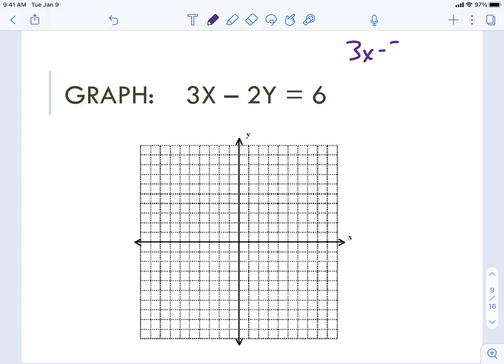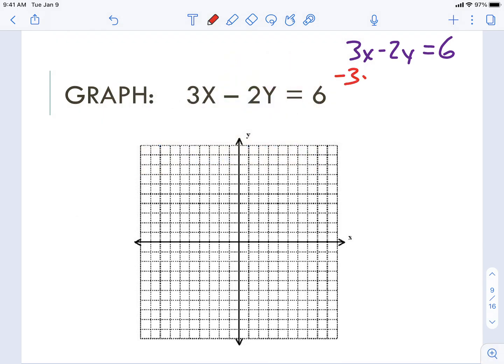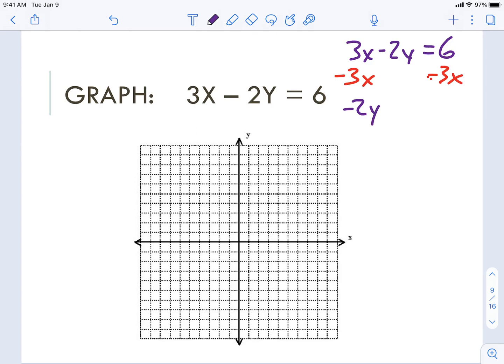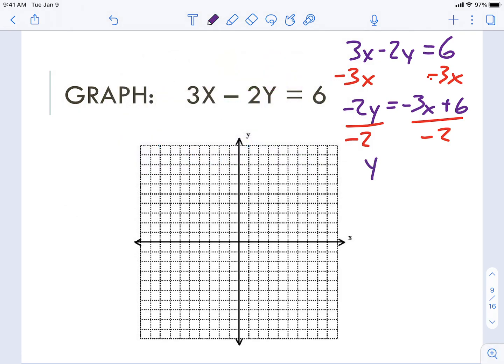You could certainly make a table with this. There are other tricks to this, but just for the sake of time, we're just going to do it this way. All right, so I'm going to move the 3x over by subtracting it from both sides, and that gives me negative 2y equals negative 3x plus 6. Now I'm going to get rid of the negative 2 by dividing it on both sides.